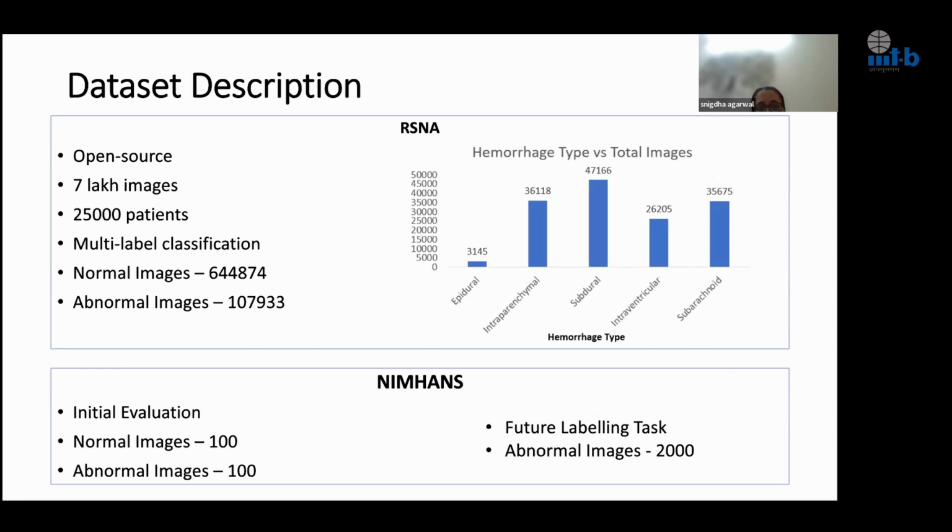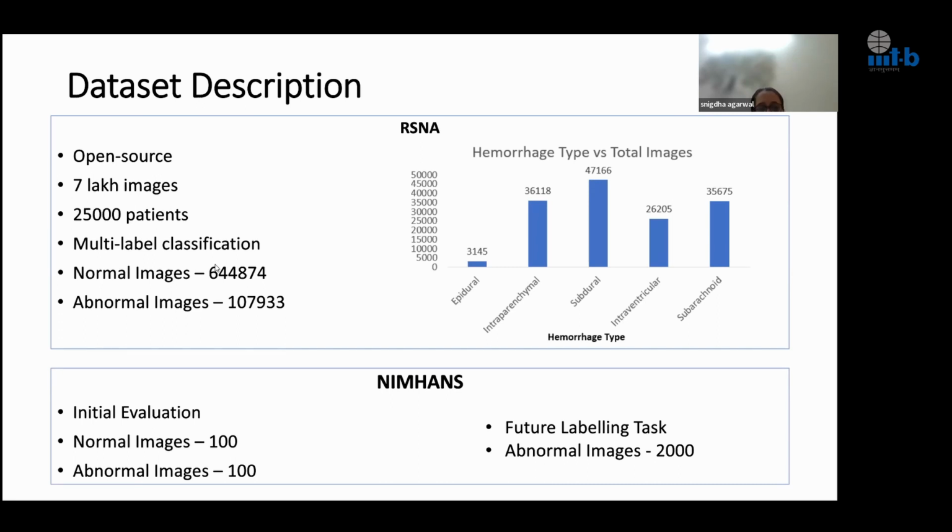The data set that we are talking about today is an open source data set, the RSNA data set, which contains CT scans already segregated into images. So a CT scan is separated into images. There are a total of 7 lakh images spanning 25,000 patients. This is a multi-label classification problem where each patient can also have more than one type of hemorrhage.